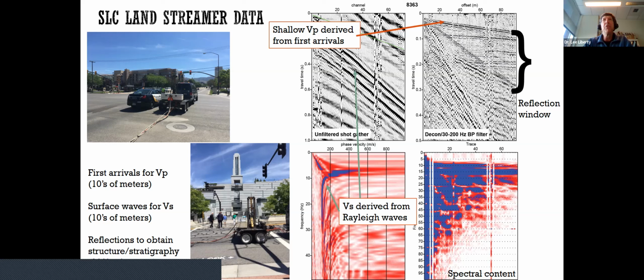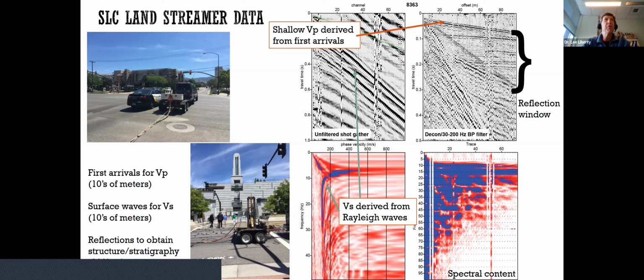So we pull out the surface waves, look in the frequency domain or the dispersion domain, and we pick the dispersion. We invert for shear wave velocity. We pick the first arrivals here and invert for P wave velocity for the upper tens of meters. And then what's left, we pull out the reflectivity that you see here, and we pull together a reflection section.